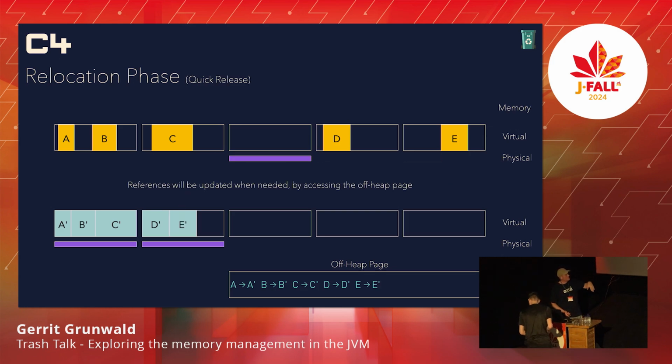And this is going on, and then we free all the physical memory directly, which means it's automatically available for allocation, which is the thing we're aiming for, fast allocation. Right? So quick release is a really good approach to do that.